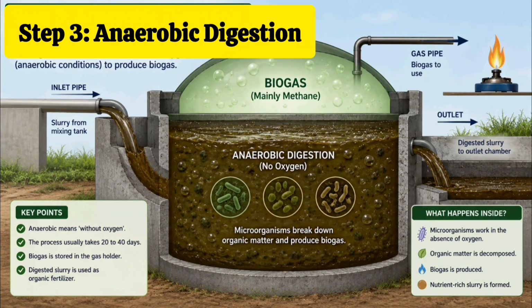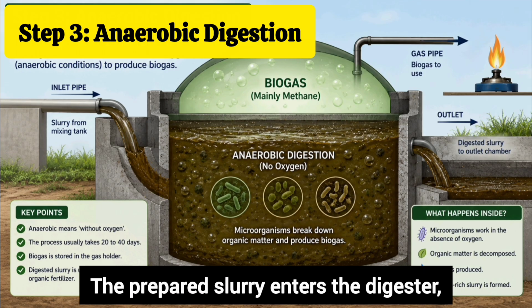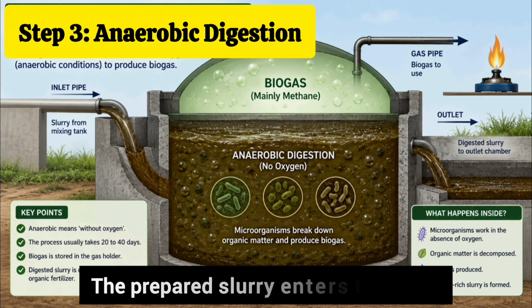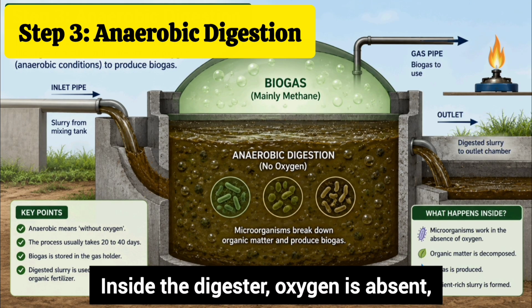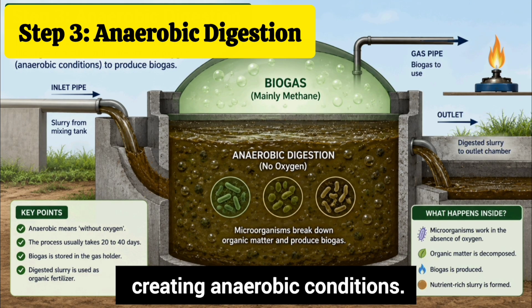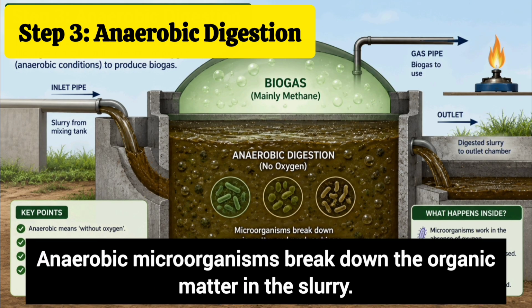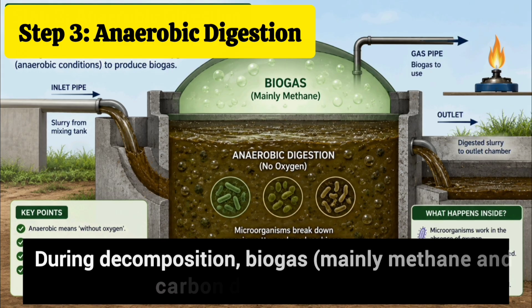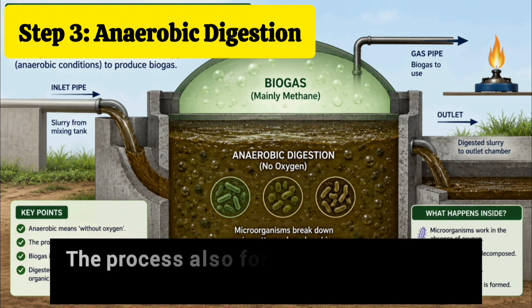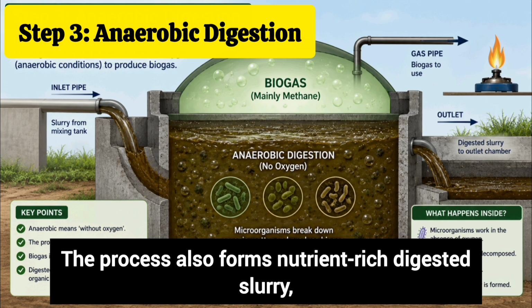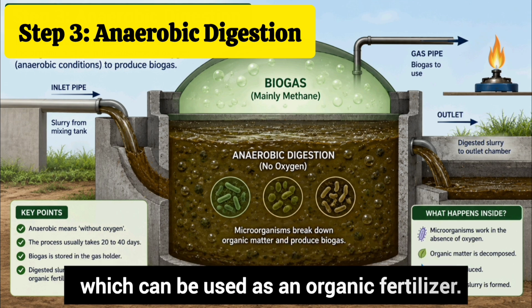Step 3, anaerobic digestion. The prepared slurry enters the digester, which is an airtight chamber. Inside the digester, oxygen is absent, creating anaerobic conditions. Anaerobic microorganisms break down the organic matter in the slurry. During decomposition, biogas, mainly methane and carbon dioxide, is produced. The process also forms nutrient-rich digested slurry, which can be used as an organic fertilizer.